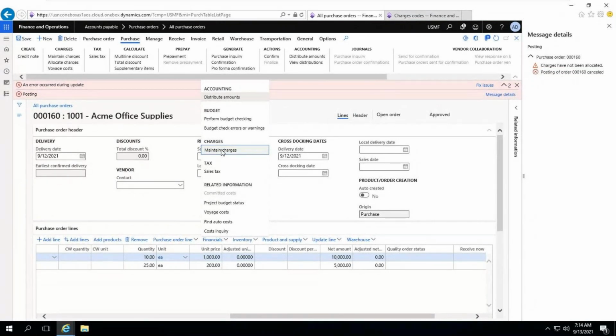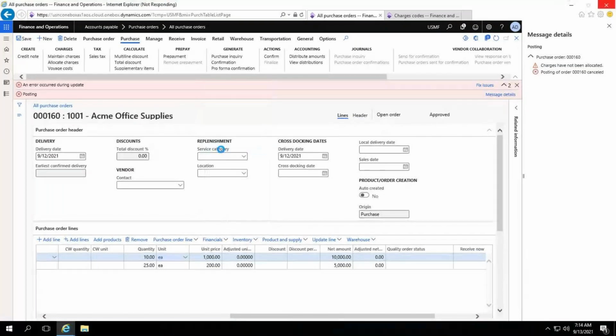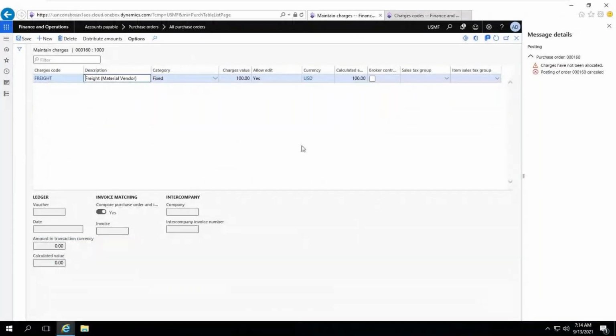Then that 150 was split. For the first line, it will update $50, $100, sorry, because it is 10,000. So based on the net amount calculation, it should be $100. Look at this one, $100 was allocated, and for the second line, it will be $50.